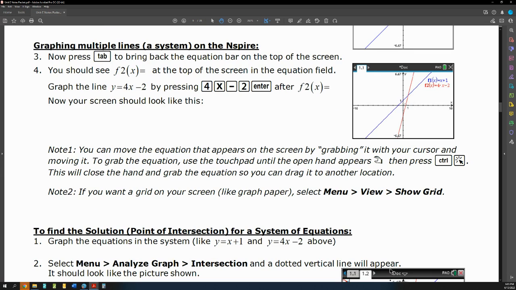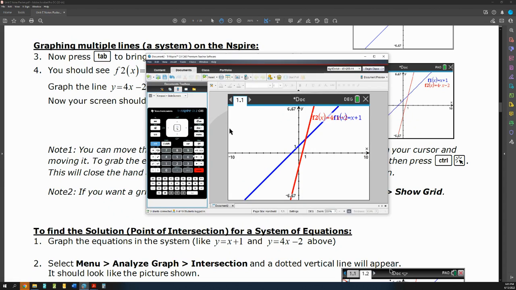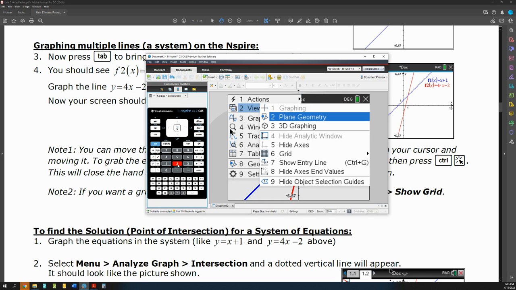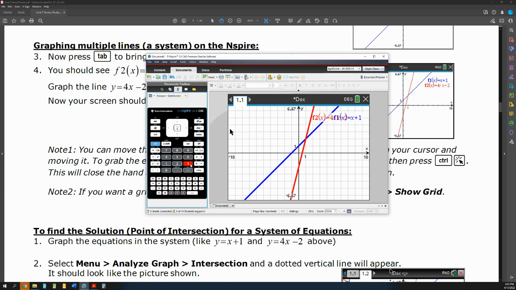You can move the equation that appears on the screen by grabbing it with your cursor and moving it. And remember, to grab things, you can hover your open hand over it and hit Control and the center button to grab it, and then you can move it around if it's in the way. If you want a grid on your screen, you can hit Menu, View, and Show Grid. So let's go ahead and do that. I hit Menu. View is number 2, so I'm going to hit number 2. And then Show Grid would be number 6. Let's do a line grid. And now we can see the grid here.